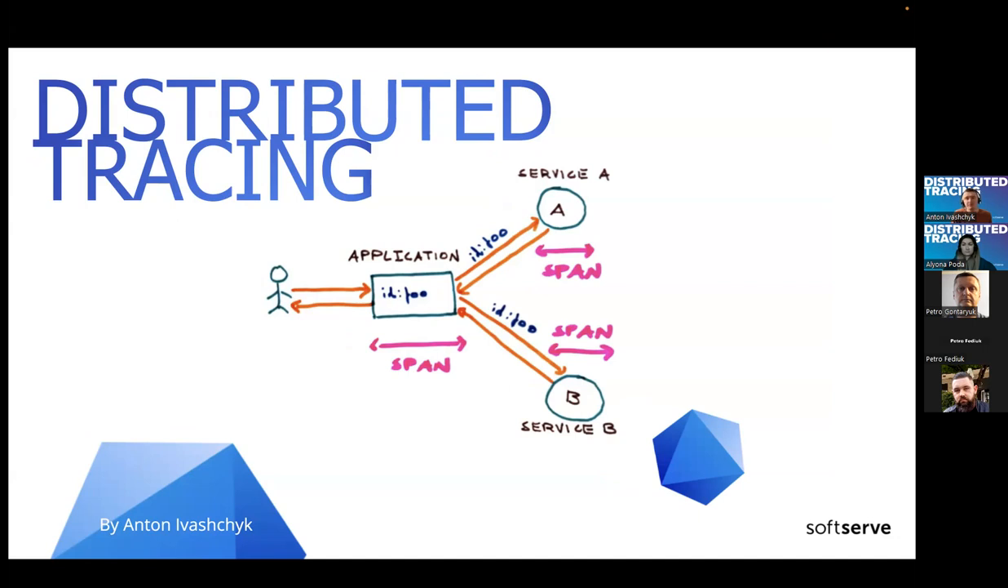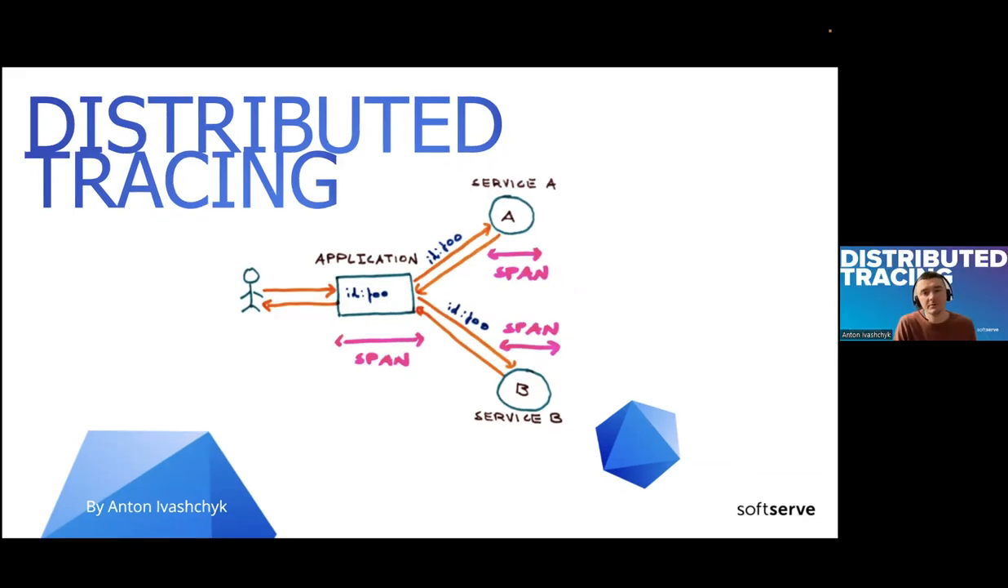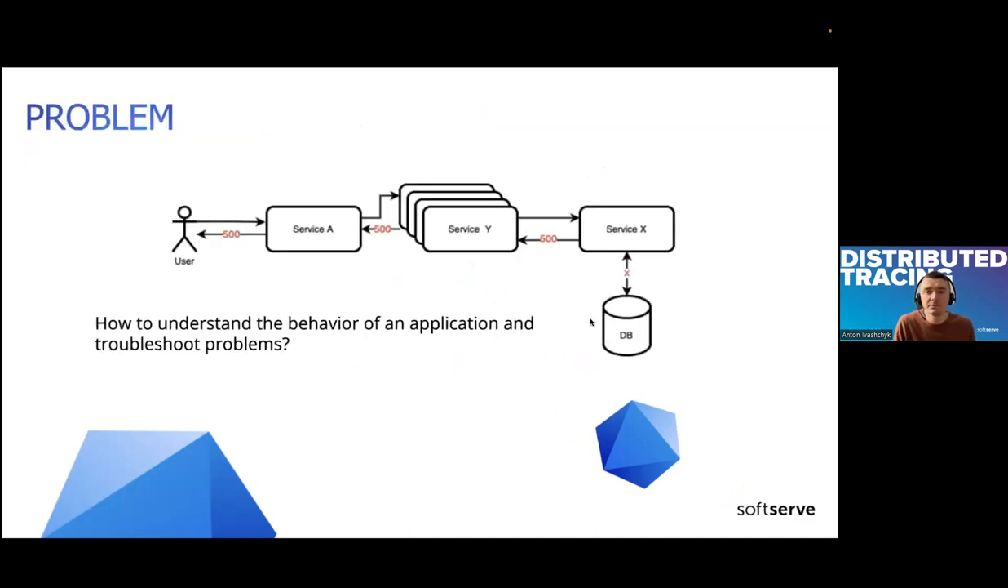But what will happen if we do not use a monolith architecture, but we use a distributed system, like here in the graph? Let's assume that our ecosystem is fully built on different microservices, a lot of different microservices, and they interact with each other. How do we understand the behavior of the application and troubleshoot problems? This is what the distributed tracing pattern tries to solve.